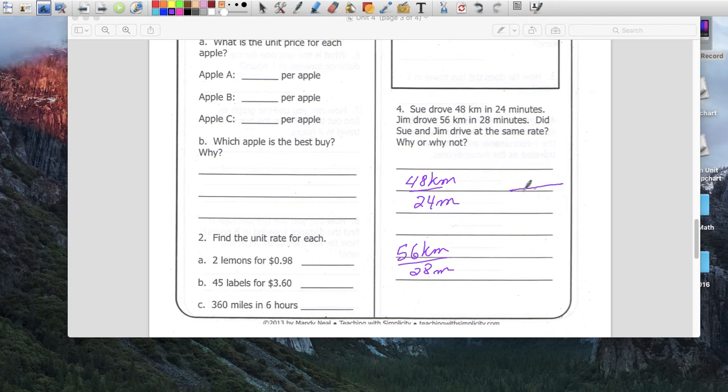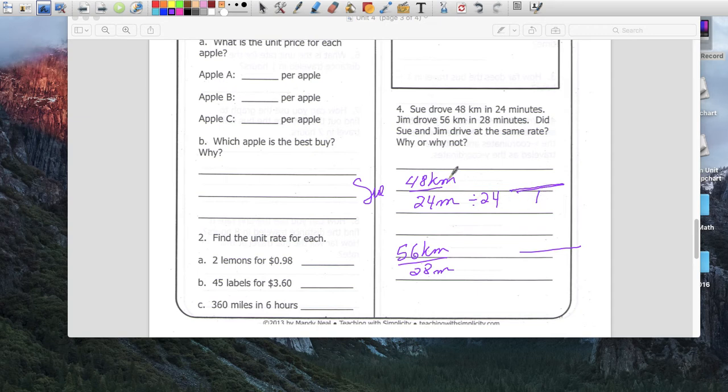So let's see if you can find something that is in common here. The best way to do this is to find the unit rate. So I would divide this by 24, to find out how much Sue does in 1 minute.